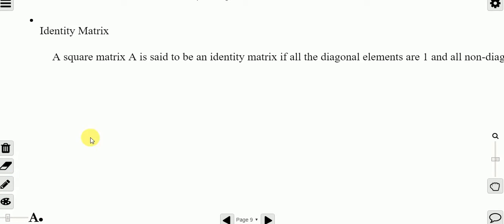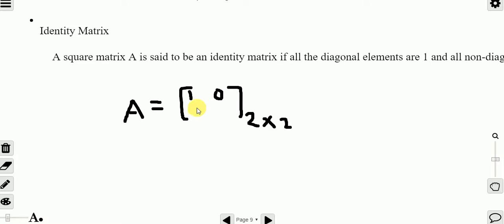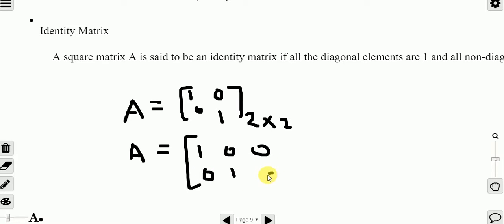Let me give you an example of a 2 cross 2 identity matrix. 2 cross 2 means there are 2 rows and 2 columns. Okay, [1 0; 0 1]. So this is a 2 cross 2 identity matrix. Let me give you an example of a 3 cross 3 identity matrix: [1 0 0; 0 1 0; 0 0 1]. Okay, so this is an example of a 3 cross 3 identity matrix.